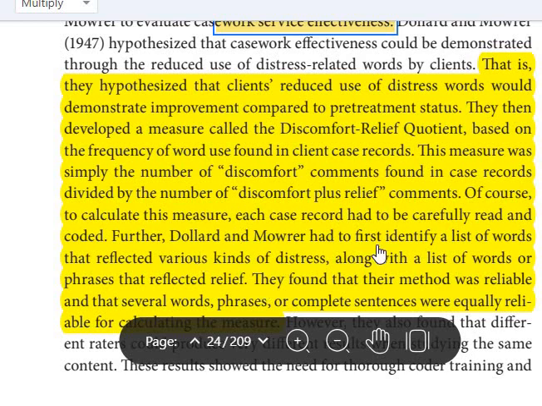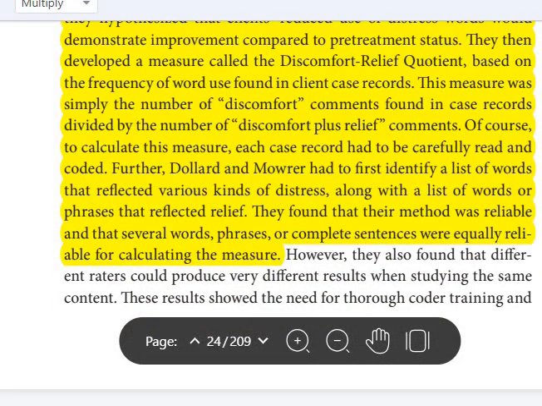Further, Dollard and Miller had to first identify a list of words that reflected various kinds of distress, along with a list of words or phrases that reflected relief. They found that their method was reliable and that several words, phrases, or complete sentences were equally reliable for calculating the measure. That's okay, there's no problem. But what was the actual problem?